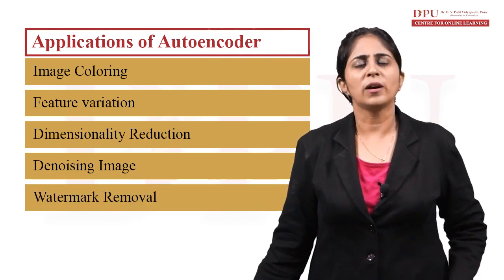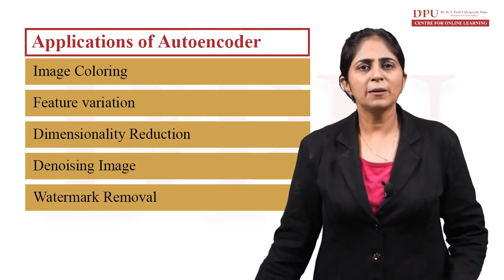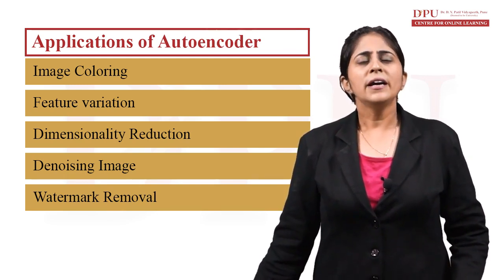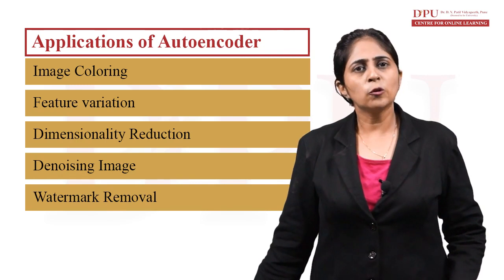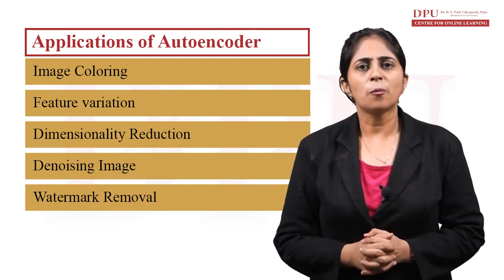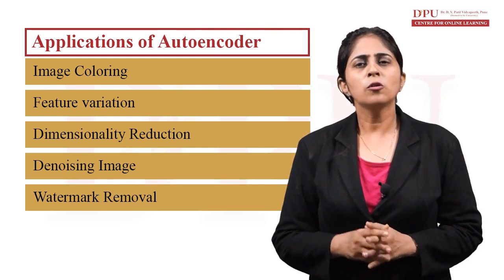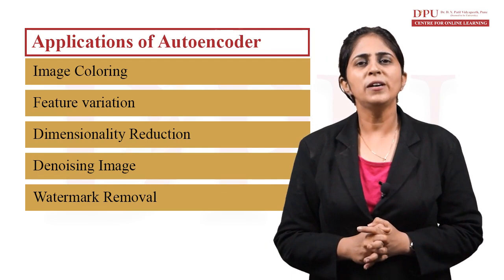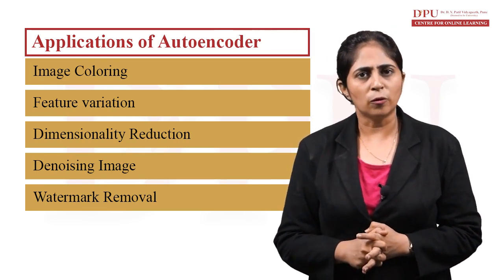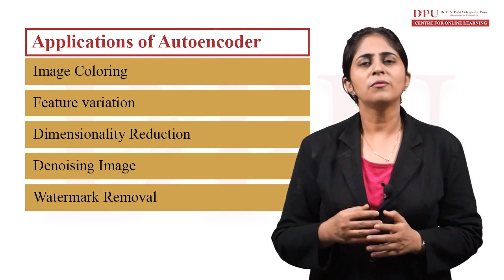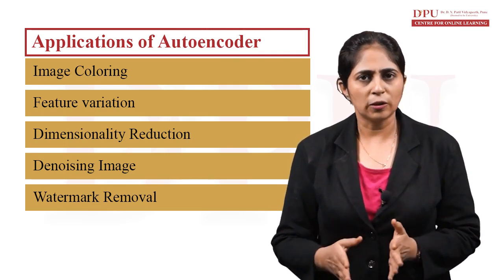Next application where our autoencoder can be applied is watermark removal. The autoencoder can be used to remove watermarks from our images, or any kind of watermarks that we have in our images. So these are the various types of applications where we can apply our autoencoder.